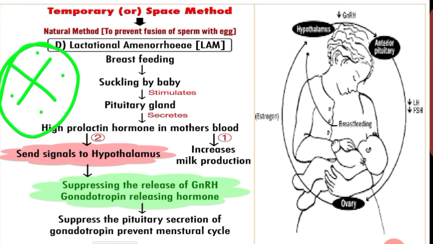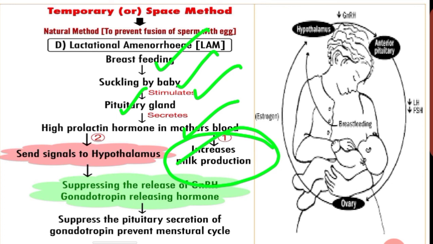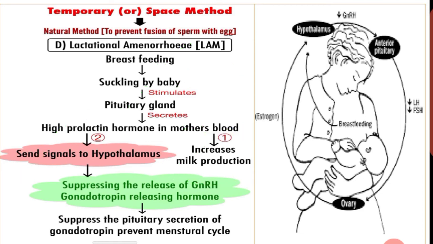Lactational amenorrhea, LAM. During breastfeeding, the nipple is suckled by the baby, which stimulates the mother's pituitary gland. The mother's pituitary gland secretes high prolactin hormone in the mother's blood. The prolactin hormone increases milk production and sends signals to the hypothalamus. The hypothalamus suppresses the release of gonadotrophic releasing hormone, so the pituitary secretion of gonadotrophic hormone is suppressed, preventing the menstrual cycle. Got it?